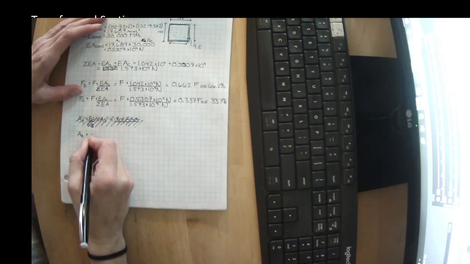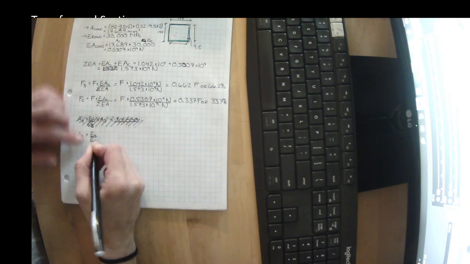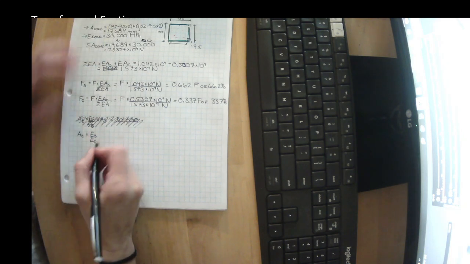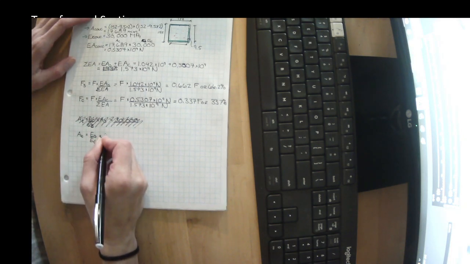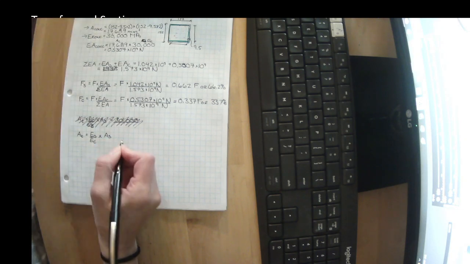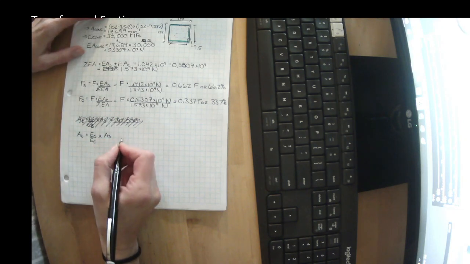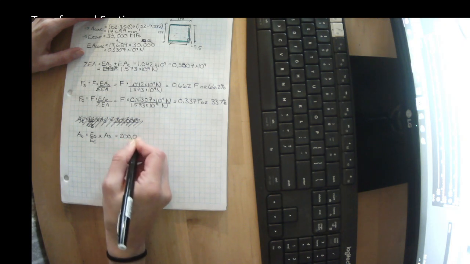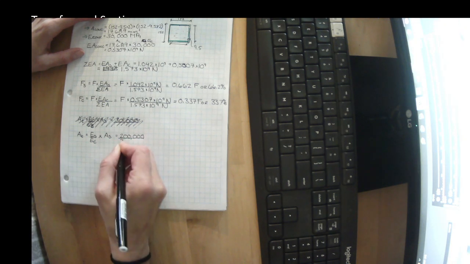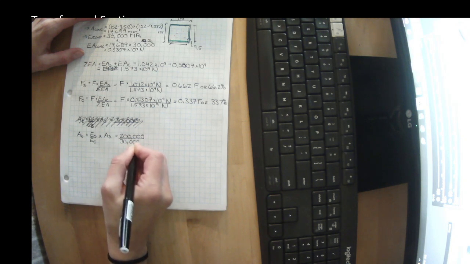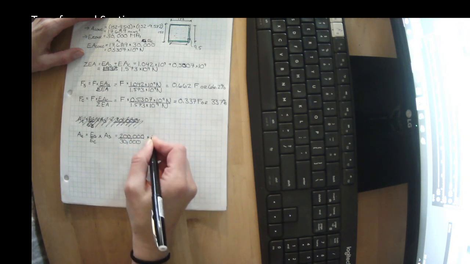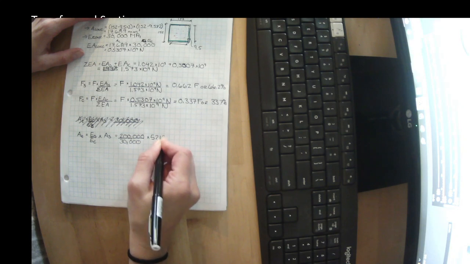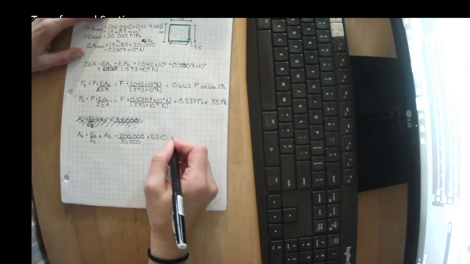So the transformed section, the E of the steel divided by the E of the concrete, remember that's about 7 times, and then we're going to change that into a transformed area of steel. 200,000 divided by 30,000 times that area of steel that we had. We can plug that in here.